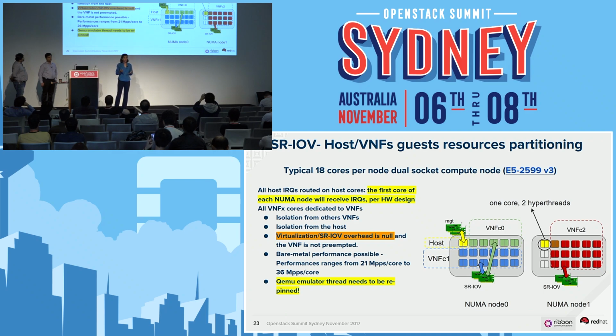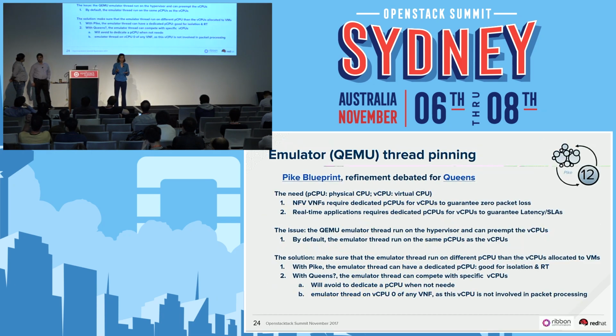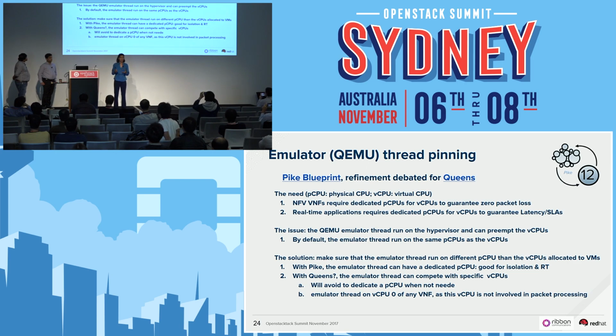But there is one issue, which is your QEMU emulator thread. This one needs to be repinned in order to get isolation, because today this is a hypervisor thread that can interrupt the vCPUs on your VNF. In Pike, you will see enhancements for improving the CPU pinning for the QEMU emulator thread. There is an option with Pike where you can now move it to a separate physical CPU, pCPU, other than the vCPUs that your VNF has.